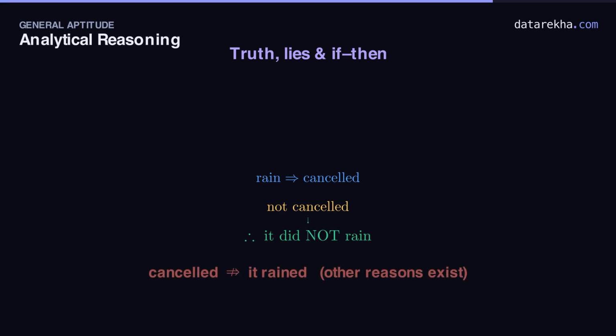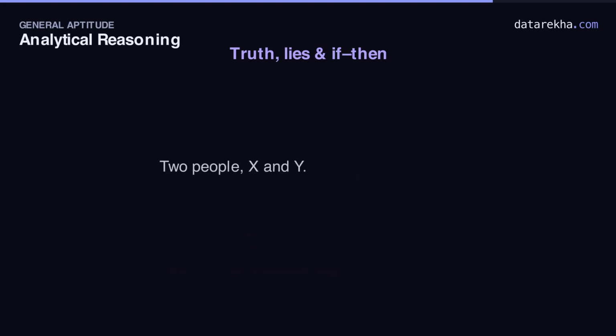But beware the mirror trap. If instead you were told it was cancelled, could you conclude it rained? No. The match could be cancelled for a dozen reasons. The rule runs one way only. Now the truth teller puzzle.